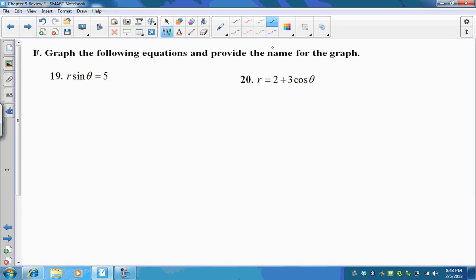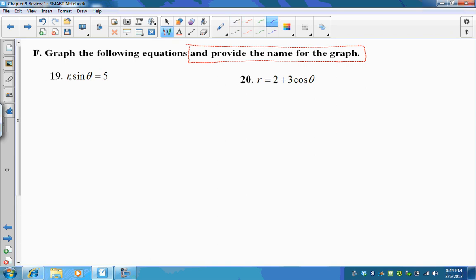Let's see. Graph these following equations and provide the name of the graph. This question is coming up a lot. I would like for you to be able to name the graphs, if it's a cardioid or a line or a circle or a limacon. Please be able to name the graphs.